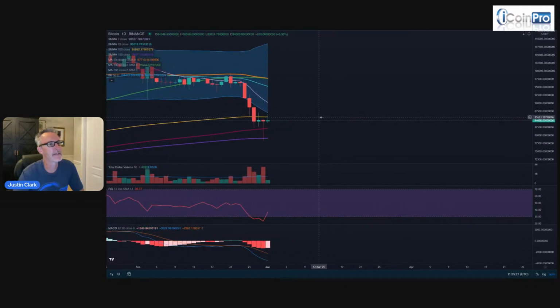So the key areas of resistance looks like 85, 86K. We got to get above those and start trading above them. Then we've got this. Now we're trading below the light purple moving average. If we can't get above that, the market really could get defeated. On the downside, we need to stay above 80,000, and then below that, like 79,000.